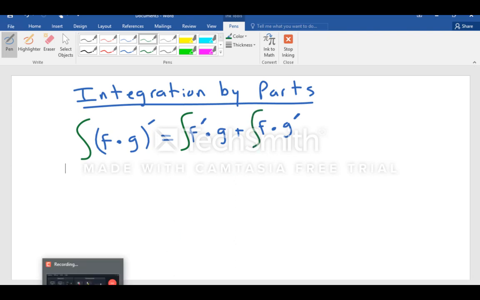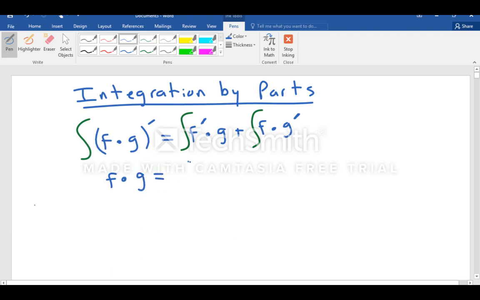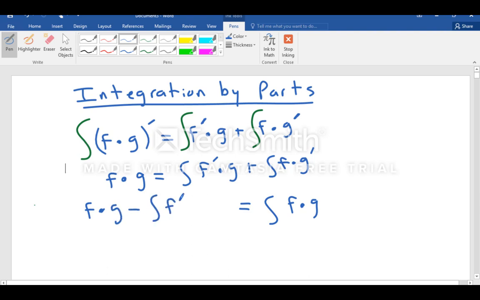Now, keep in mind, the fundamental theorem of calculus says that the derivative and the integral undo each other. They're inverse operations, if you will. So on the left-hand side, we just get f times g. And on the right-hand side, we have the integral of f prime times g plus the integral of f times g prime. Usually what we do at this point is solve for one of those integrals. The one we're going to solve for is the one on the right-hand side. So the integral of f times g prime is equal to f times g minus the integral of f prime times g. This is the version of the integration by parts formula that we're going to consider here.